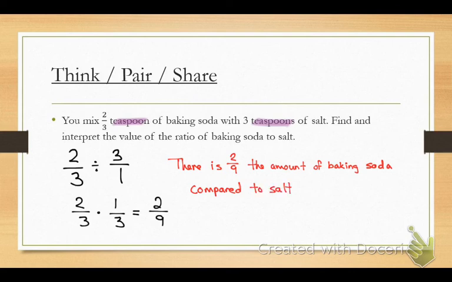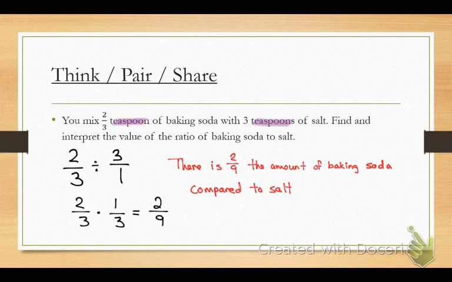All right, so what does that mean? It's not a 1-to-1 ratio, right? It's not a teaspoon of baking soda, a teaspoon of salt. It's 2 ninths of that amount. So however much salt I'm using, I will use 2 ninths of that amount of baking soda. You see how they relate? So I found that conversion rate. That's called the value of the ratio. If that was half, then I would just cut the numbers in half. But it's 2 ninths.